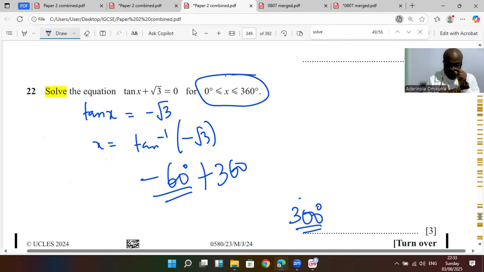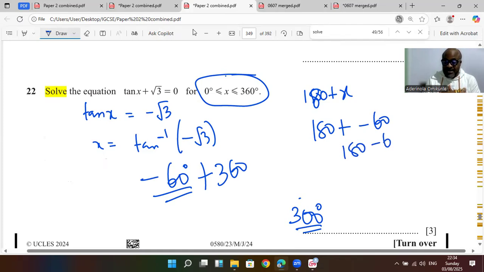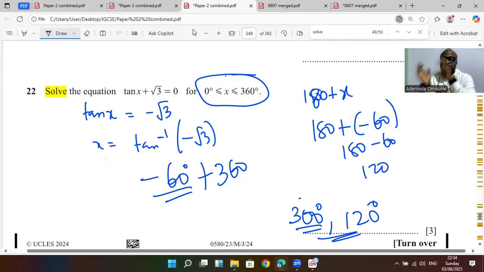Okay, and then since it's tan, we say tan is 180 plus x, which is 180 plus minus 60. That's 180 minus 60, which is 120. So it is 300 and 120 degrees. Again, you can always go and check if your answer is correct or not. Okay, so I'm going to stop here, and that's just the topic in a nutshell.